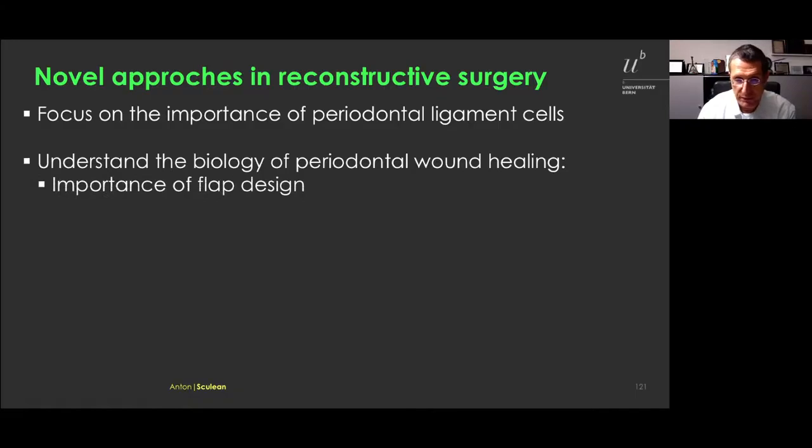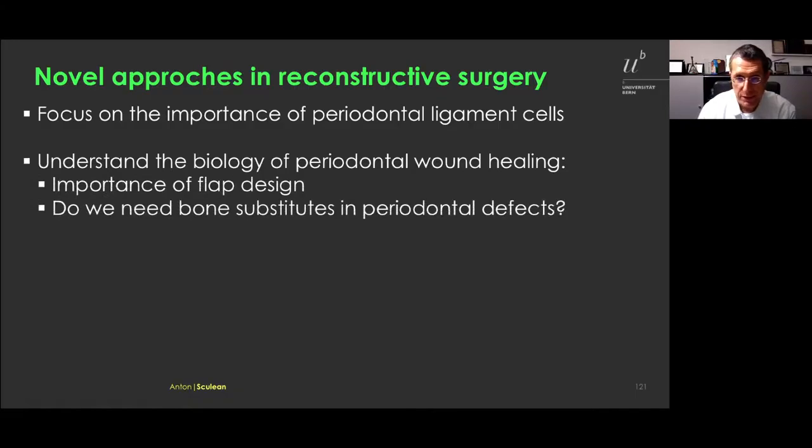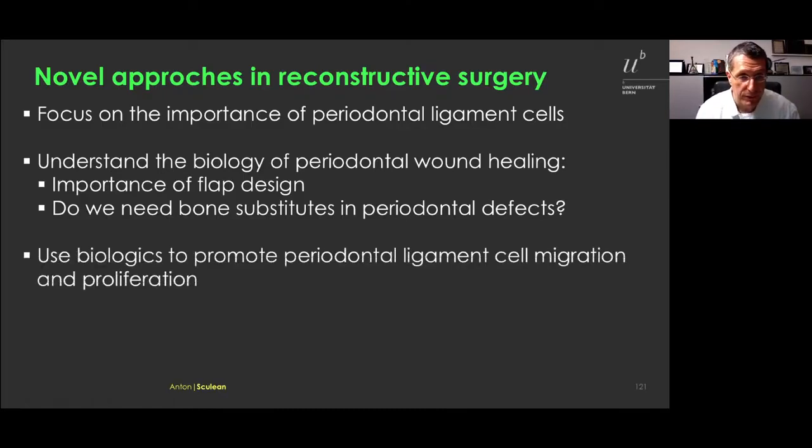importance of the flap design. We have to be critical when we use a bone substitute. We prefer not to use them if not really necessary. And I would like to use certain biologics that promote periodontal ligament cell migration and proliferation, okay?